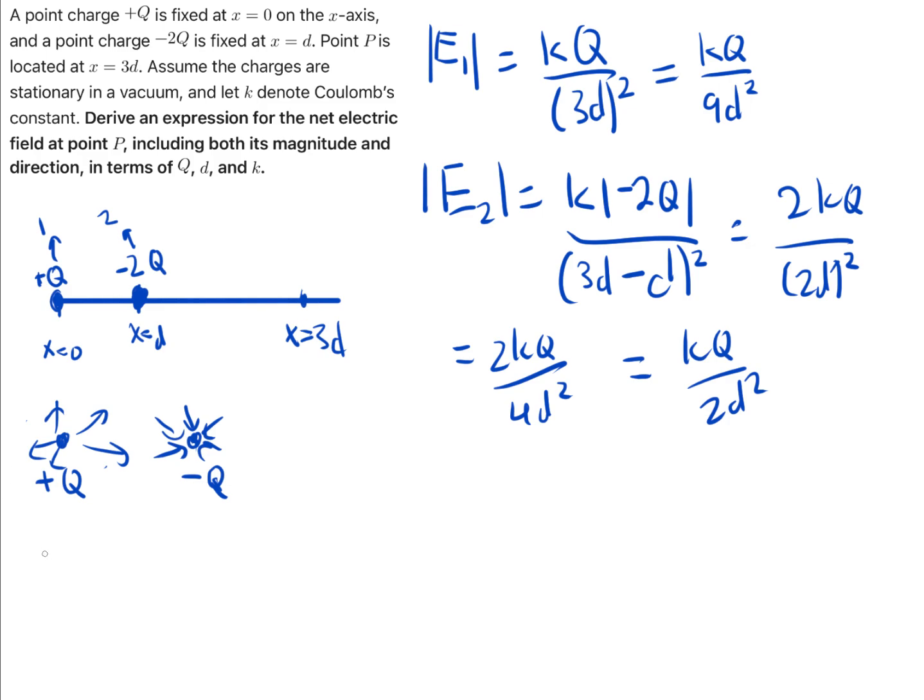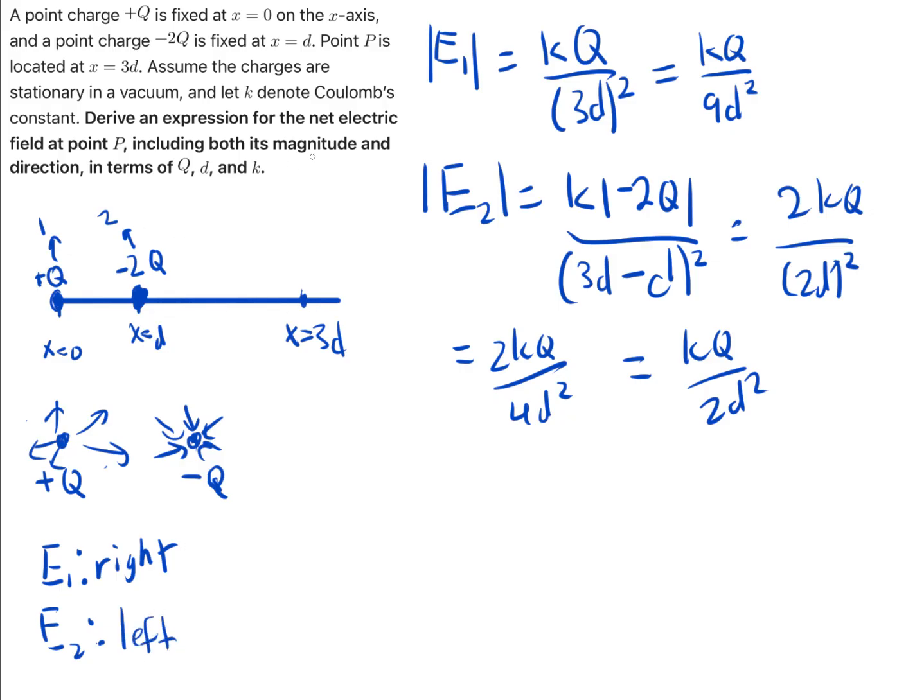So first, let's find the direction of E1. This is the field due to this point charge. It's positive, so its electric field will be pointing outwards in all directions. So in this direction, it will be pointing outwards too, towards positive x, so it will be pointing towards the right. And then for the second point charge, it's negative, so all of the electric field lines will be pointing in. At this point, it would be pointing in towards it, so it will be to the left.